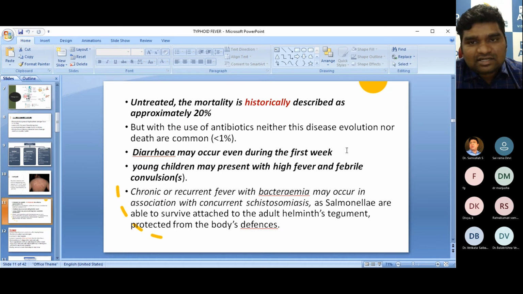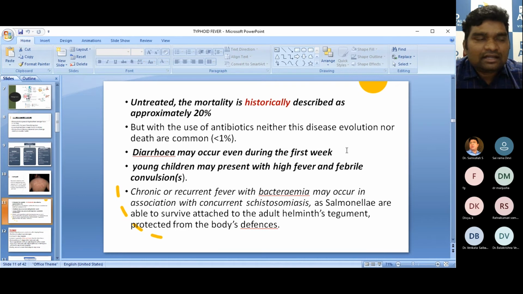Untreated, the mortality is historically described as approximately 20%, but with the use of antibiotics, the death rate is less than 1%. Diarrhea may occur even in the first week. Young children may present with high fever with febrile convulsions.